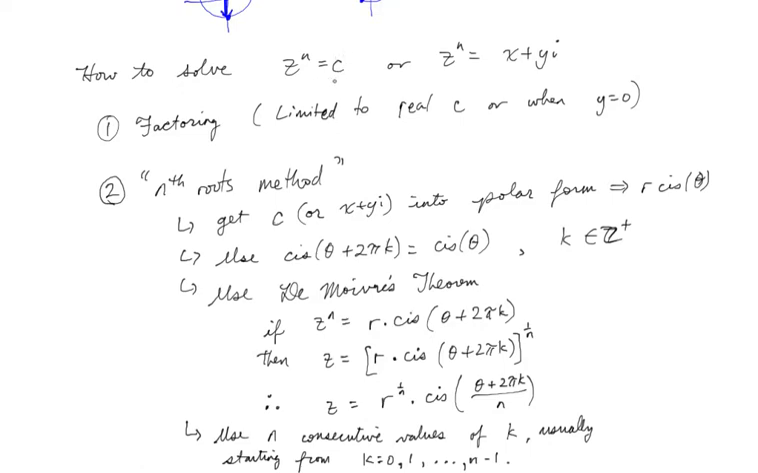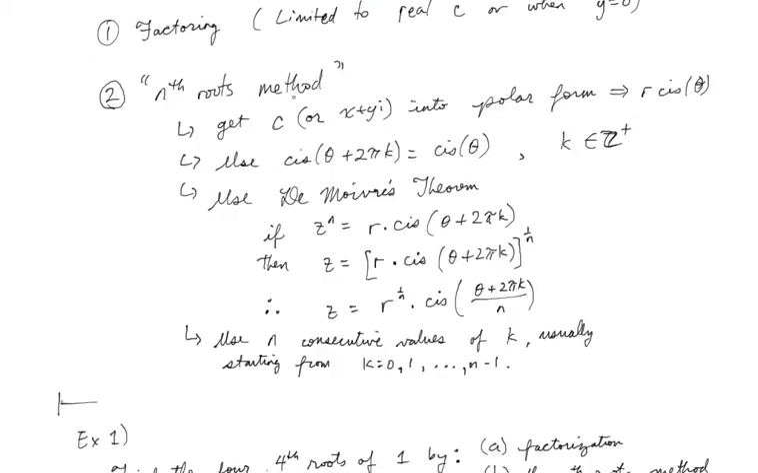Okay, so it's only useful for finding roots when c is a real number, or basically when this y component, the imaginary component, is 0. Right? The second method that we're going to look at is the nth roots method, and this method always works, whether c is real or imaginary or complex. And the nth roots method relies on polar form and on using de Moivre's theorem.